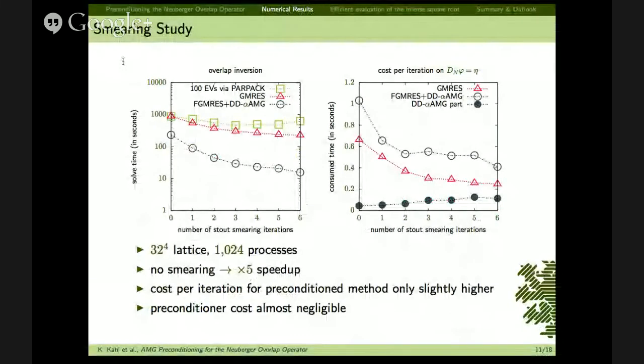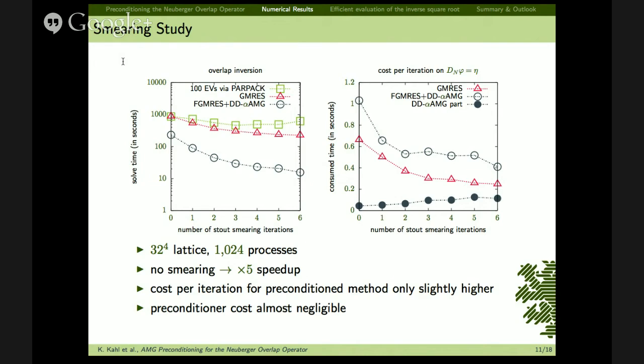Now let's study this effect that I just motivated, that typically if you increase the smearing, you should see that your method gets better and better. Fortunately, we could get exactly these results. Here we compare using just GMRes with FGMRes plus DD-alpha-AMG. We see that GMRes benefits a little from increased normality, or from smearing, whatever you want to call it. But our method improves more. It gains more. At the end, it's a factor of close to 100, whereas without smearing we have a factor improvement of 5.